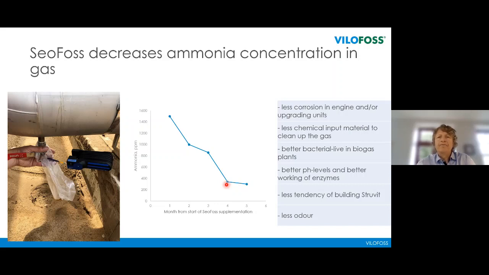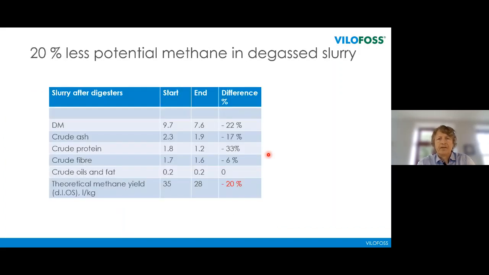And lower ammonia is interesting, as first of all, it's less corrosive, but with respect to the methane production, we know that ammonia has a toxic effect on the microorganism. So this is one of the reasons that we get a better environment for the microorganism, and when the environment is better, they're performing better, and that's also one of the explanations for the higher efficiency.